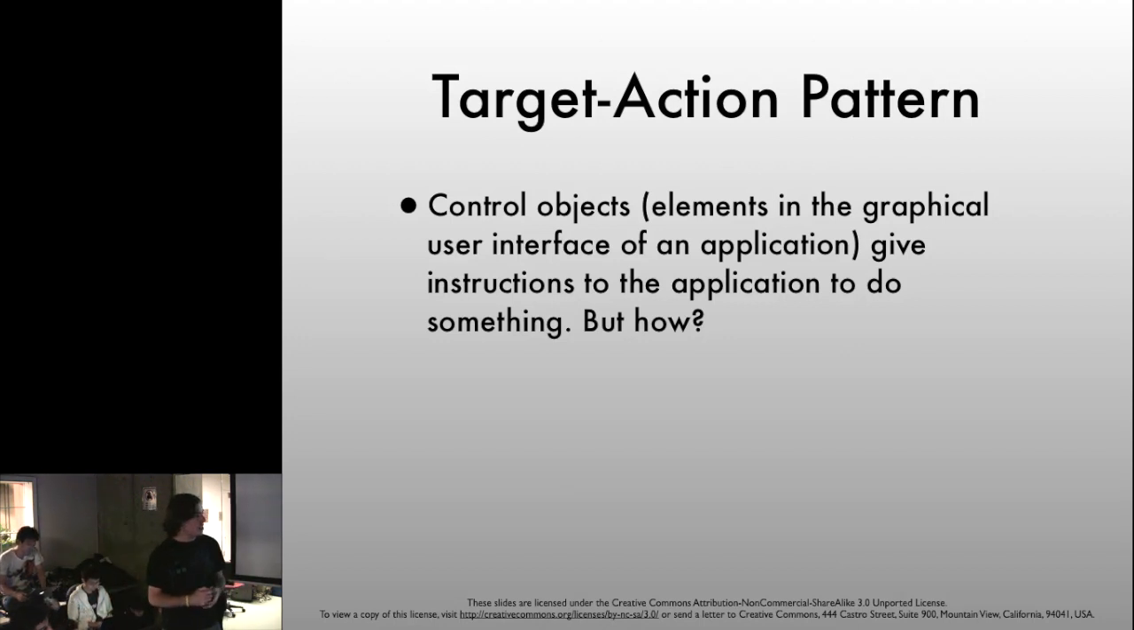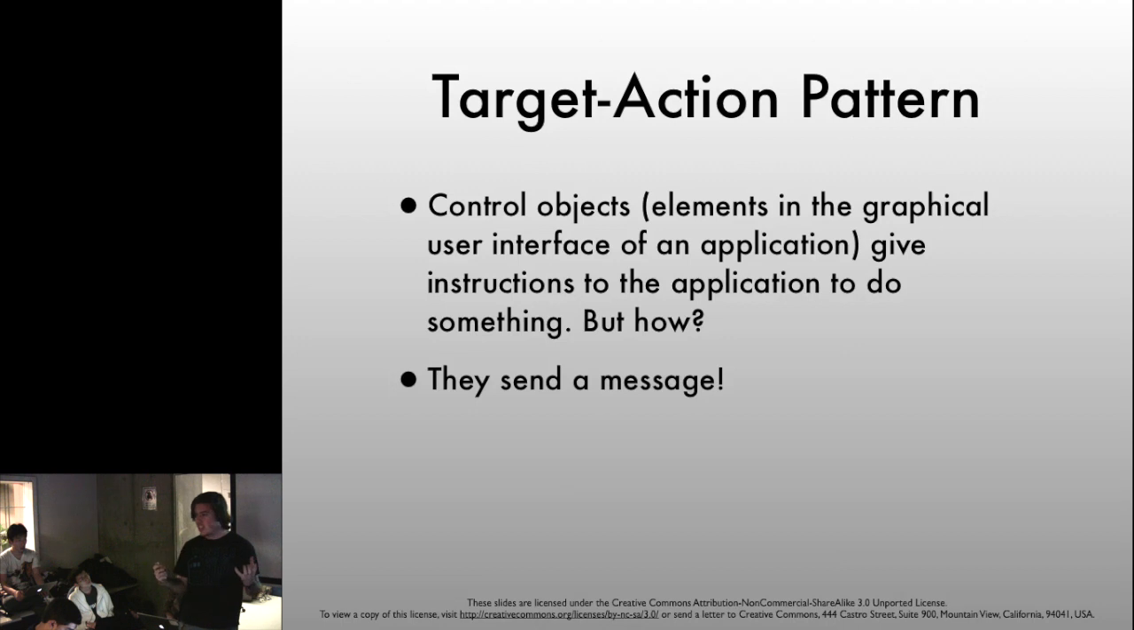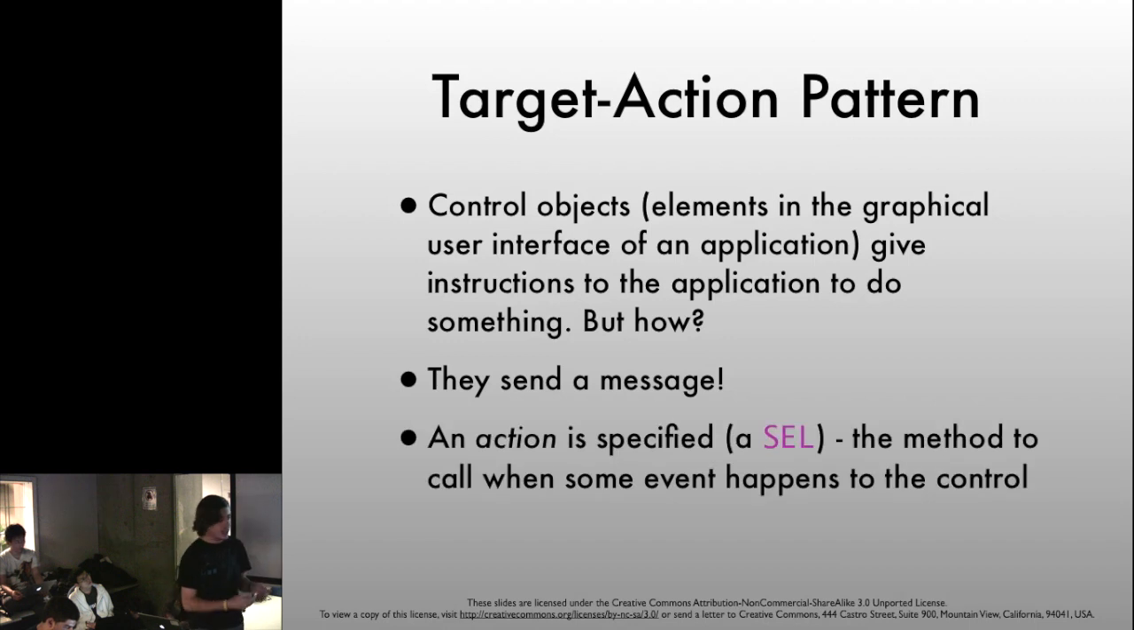How do we want to link interaction with a user interface element to a section of code that you've written? Apple has done this in, I think, an extremely clean way, and it's called the target action pattern because there are two parts to it. Basically, the idea is that when something interesting happens to the control, when you tap a button, slide a slider, or flip a switch, it sends a message. That's a selector. The action you specify is a selector, and it's just the method you want to call when some event happens to the control.